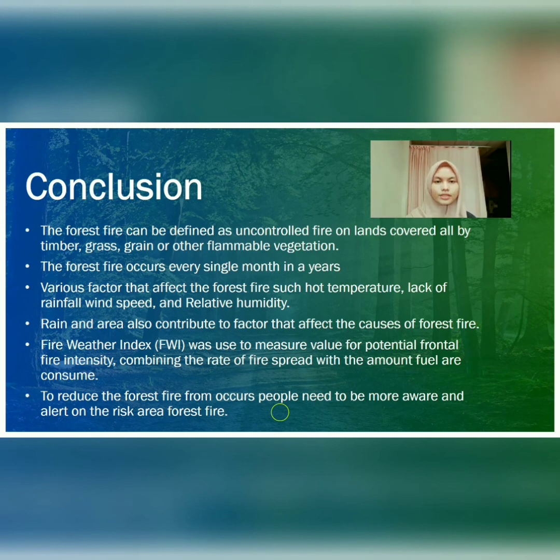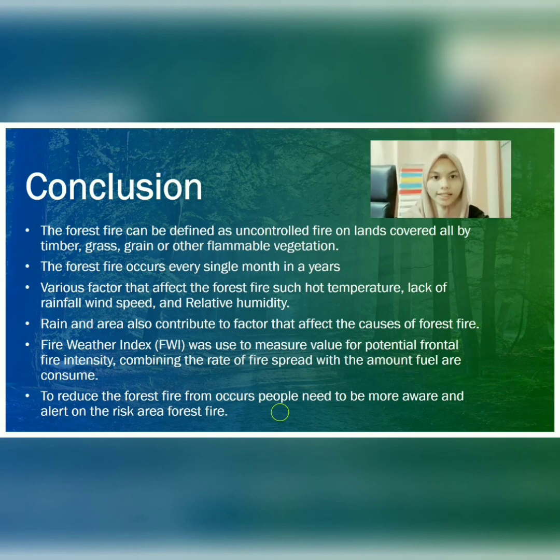To overcome this problem, the fire weather index FWI has been used to calculate a single value for potential frontal fire intensity, combining the rate of fire spread with the amount of fuel being consumed. Finally, the forest fire can cause a high amount of property damage, such as loss of wild habitat, human lives, and animals. To reduce forest fire from occurring, people need to be more alert and aware of the high-risk areas.